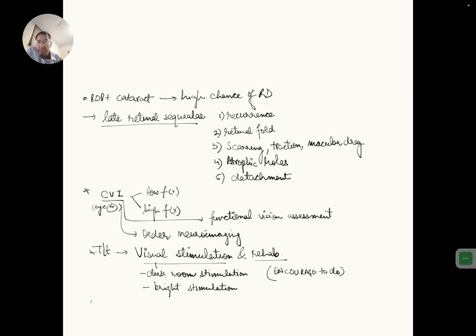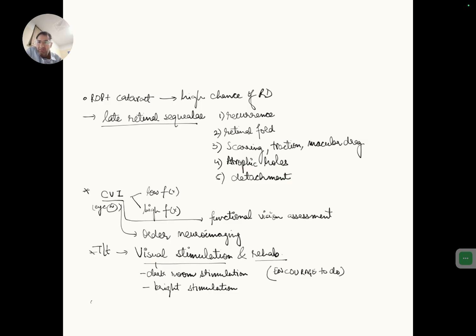What is cortical visual impairment? In cortical visual impairment, we differentiate between low functional CVI and high functional CVI. And in CVI, what is important is functional visual assessment. Sometimes vision is low, but we can still function very well. That is high functional CVI. Sometimes vision is low and we can't function, that is low functional CVI. Eyes can be totally normal in CVI, and we have to order neuroimaging in the patients who come to us, and we diagnose it as cortical visual impairment.